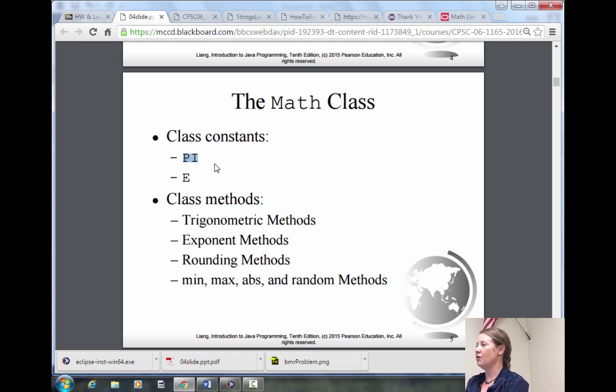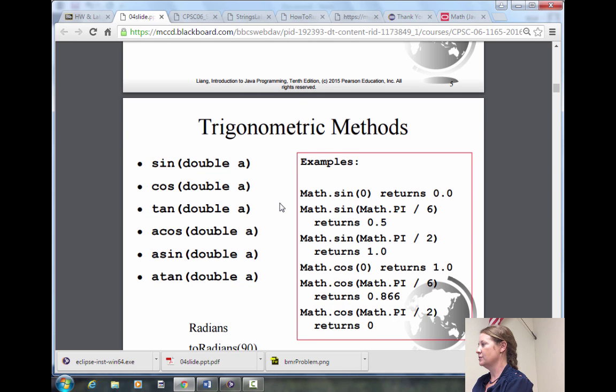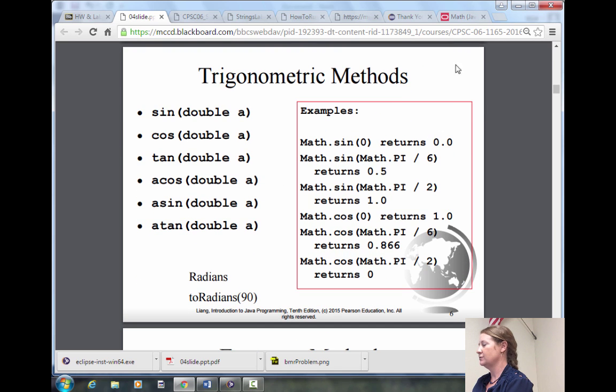Now, do you think we can store all of pi inside of our computer? Yeah. Pi is an infinite number. Can you store an infinite number in your computer? No. So this is an approximation to pi. So remember, your calculations will be slightly off because this is an approximation. And then it also has our E. It has methods for trigonometric methods, exponent methods, rounding methods, max, min, absolute value, and random methods. Okay, these are the most used methods, the max, min, absolute value, and random method.